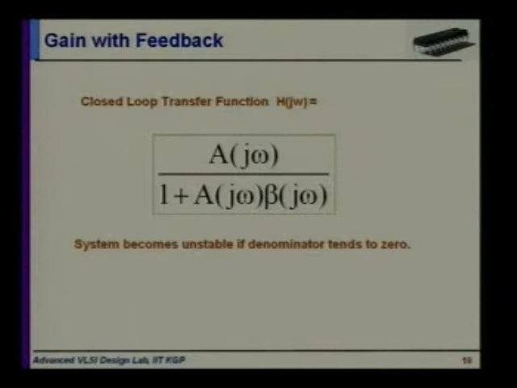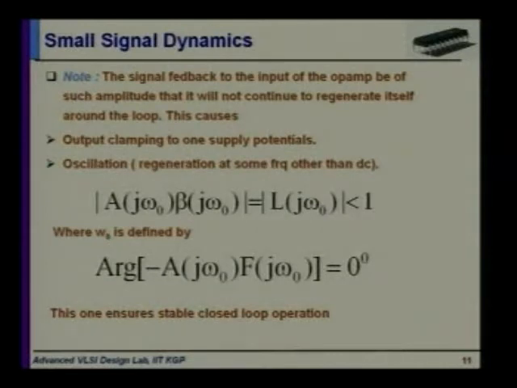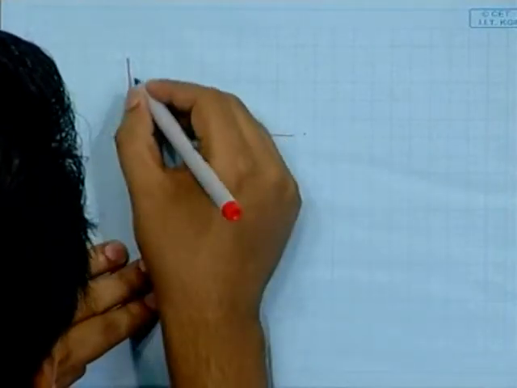So this is the open loop transfer function. You know, when A(jω)β(jω) tends to -1, this would be oscillatory. So we have to manage in such a way that this product should be less than 1. Similarly, for a good design the phase margin should be positive. Hence the previous frequency plot is like that.